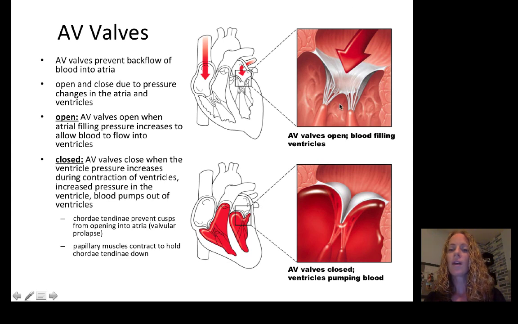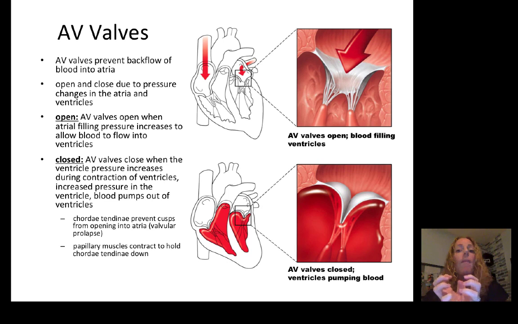Here's a view of the AV valves when they're open and blood is filling, and when they're closed and the ventricles are pumping. So they prevent backflow of blood into the atria using pressure gradients. As the pressure in the ventricles is low, the AV valves are open. The blood can then fill from the atria into the ventricles.